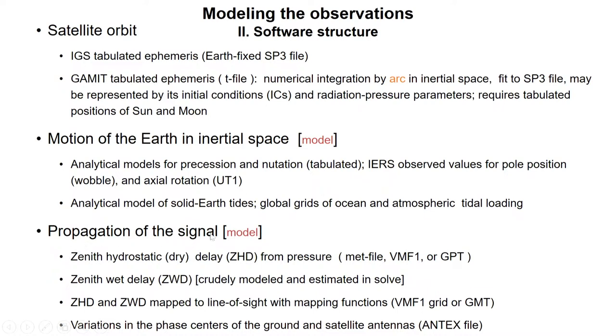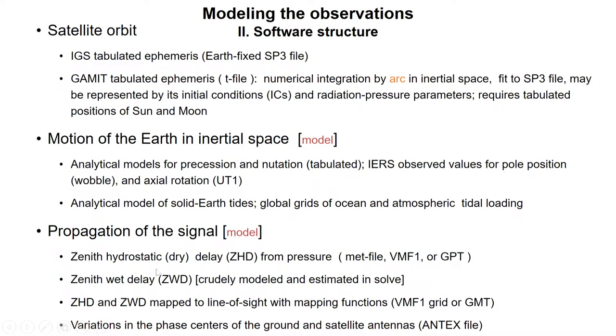Then propagation of the signal. Our GNSS signal propagates through the ionosphere and troposphere. The ionosphere we are able to monitor, but when we come to the troposphere, there are two components, dry component and wet component. The dry component mainly depends on pressure and temperature, and the wet component on water vapor. Water vapor is very dynamic and is not very accurately modeled, so we need many different data sets to model it.